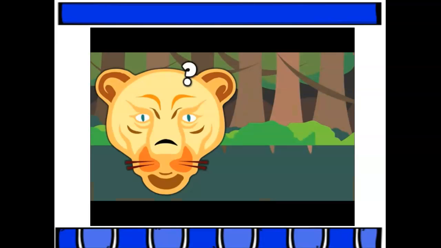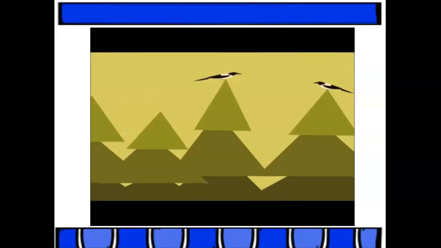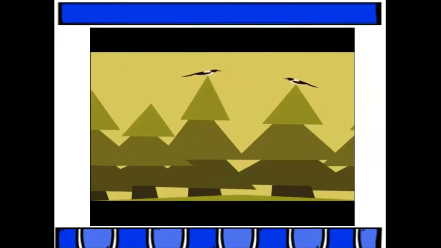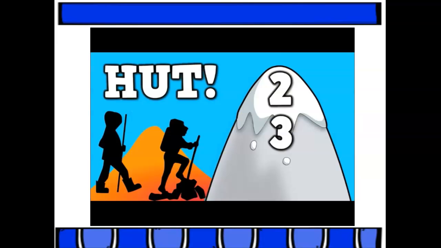Whoa, did you see that mountain lion? Or was it a bear? Let's be sneaky and find out. Shh, quiet. Oh, never mind, it was just a pine tree. Let's keep hiking. Hut, 2, 3, 4. Hut, 2, 3, 4.